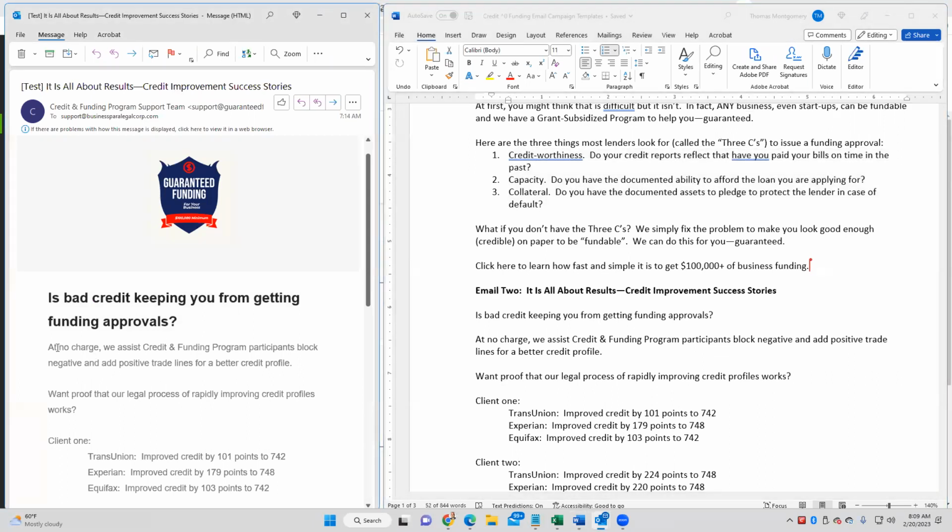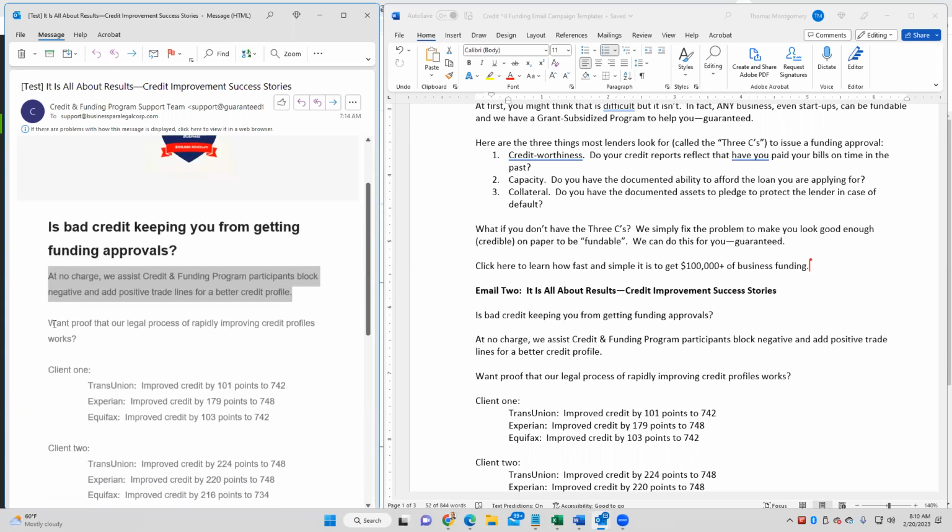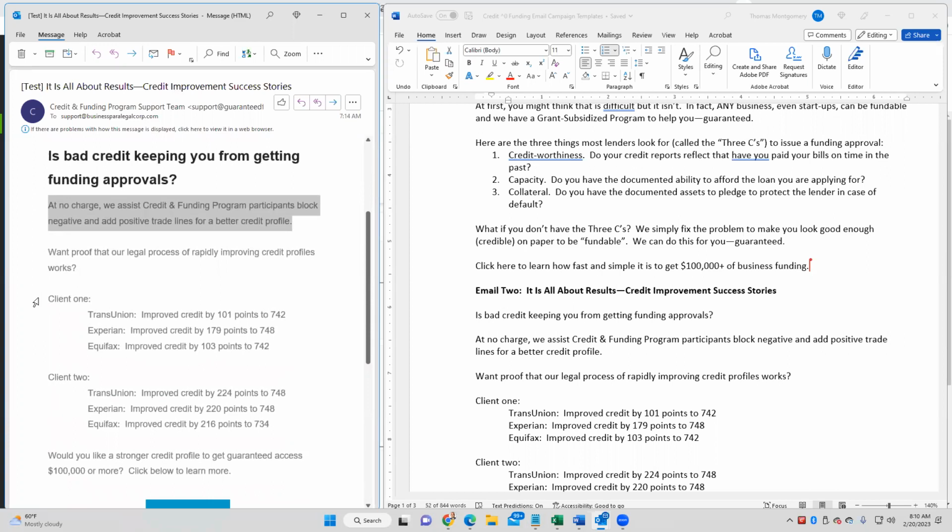So we go on to clarify. At no charge, we assist credit and funding program participants block negative and add positive trade lines. We call that the credit sweep and the credit boost, if you recall. And then we offer a couple of success stories. This one just came in literally over the weekend, a client that enrolled about 60 days ago, because the credit sweep is normally a 60-day process. Although client 2 went through, this was actually our first client that enrolled, and it was less than 60 days, closer to 35. But this is the most recent client that just completed the 60-day process. So we just got the results and thought we'd share them.